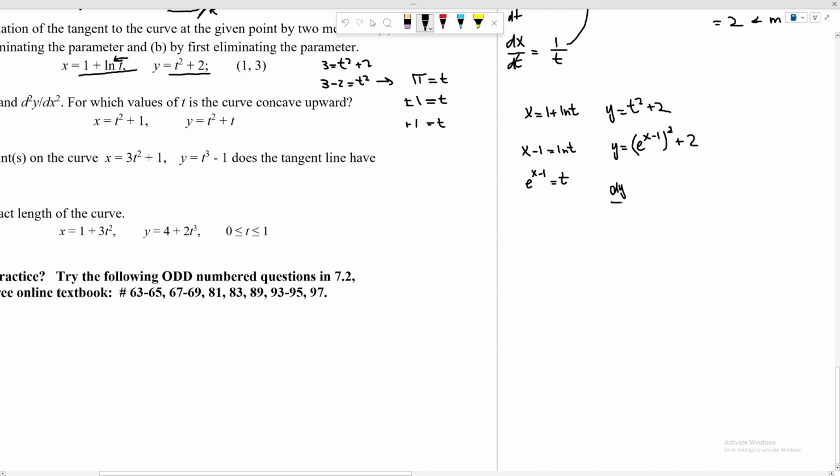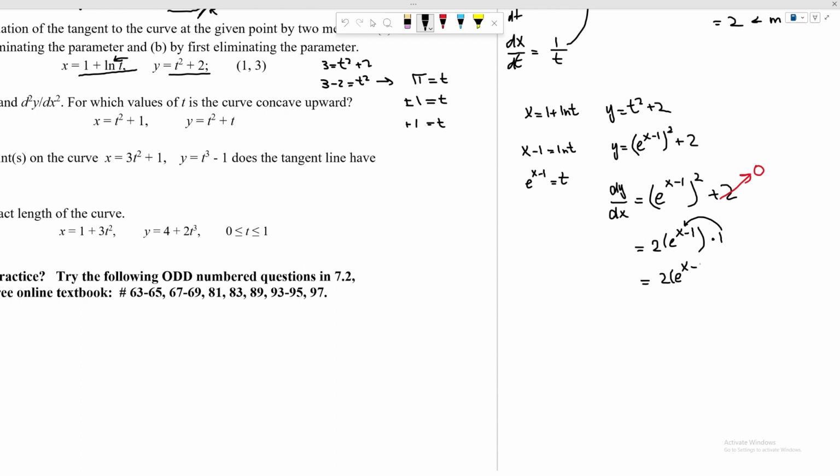So I can say dy over dx of (e to the x minus 1) squared plus 2. Now when you derive, this 2 goes to 0, right? And this 2 comes down, so what we'll get is 2. Then we'll do brackets e to the x minus 1, and then you multiply that by the derivative of this. The derivative of this is just 1, right? And so what this will equal is 2 e to the x minus 1. And now you see we've eliminated t. T is not in the equation.